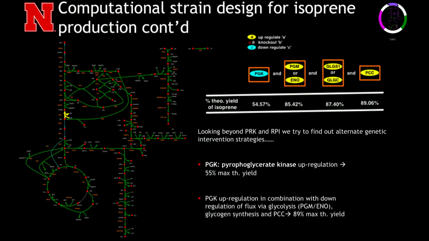So the take home message here is, by using the model, by using these techniques, you can come up with multiple designs. Then as an experimental biologist, you can determine which one of the designs you would like to try first. Does it make sense?